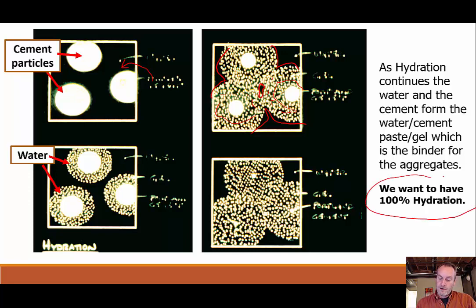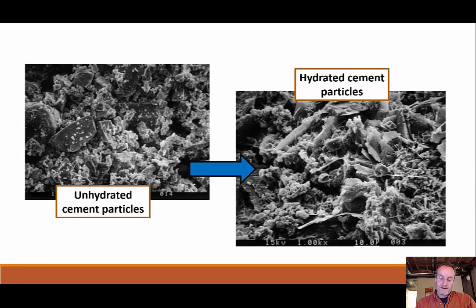So that's what it means, why we want 100% hydration. Here we can see unhydrated cement particles versus hydrated cement particles. I can see this piece of aggregate right here that's just sitting there. What's the bonding on there? Well, there's a couple little pieces of that cement reaction, but not enough to make a true bond. What we want is for it to be fully encapsulated by the cement particles.